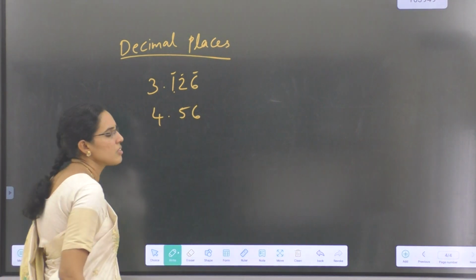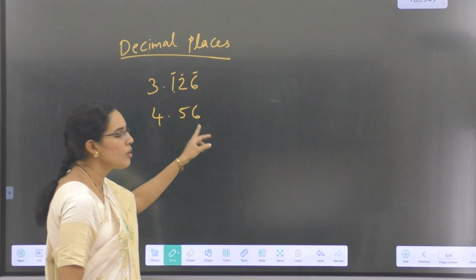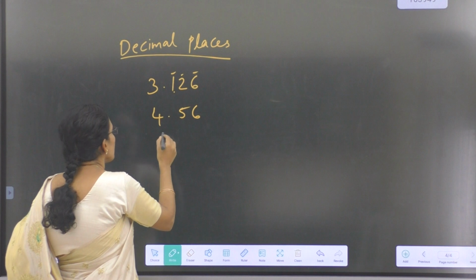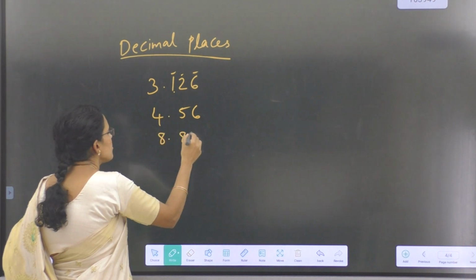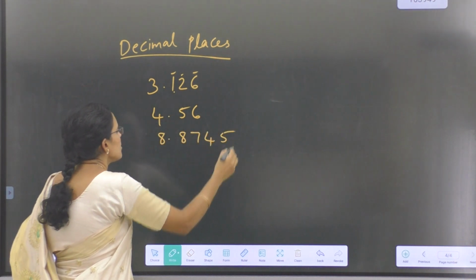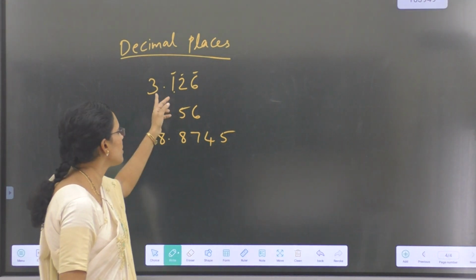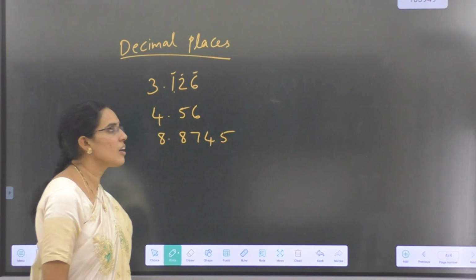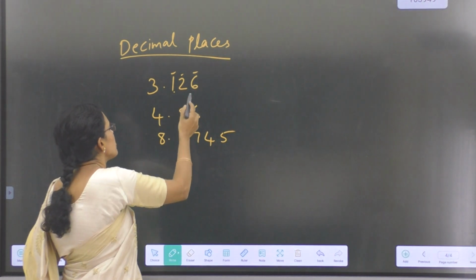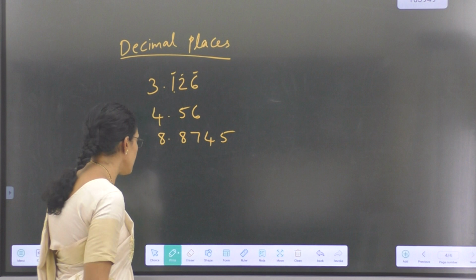4.56. This decimal number consists of 2 decimal places. And 8.8745. This decimal consists of 4 decimal places. The number of digits after the decimal point, we call it as decimal places. 3 places, 2 places, 4 places, in that way.